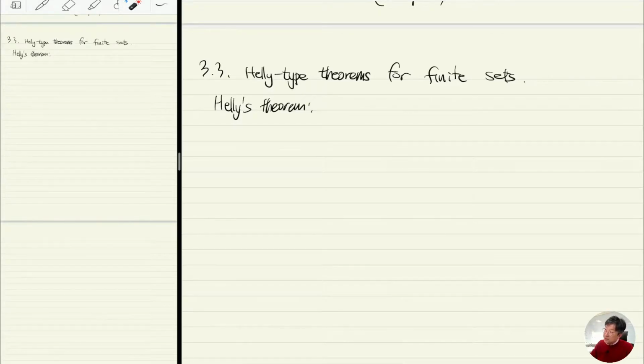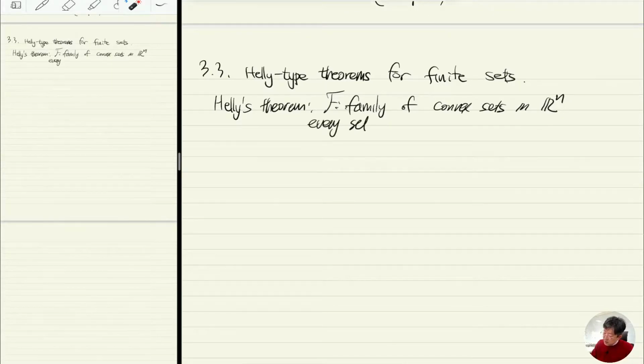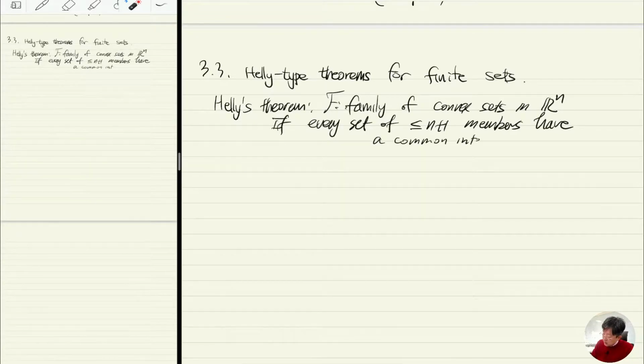So if you have a family of convex sets in R^n, let's say F is a family of convex sets in R^n, and F has the property that every set of at most n plus 1 members has a common intersection, then all members have a common intersection.